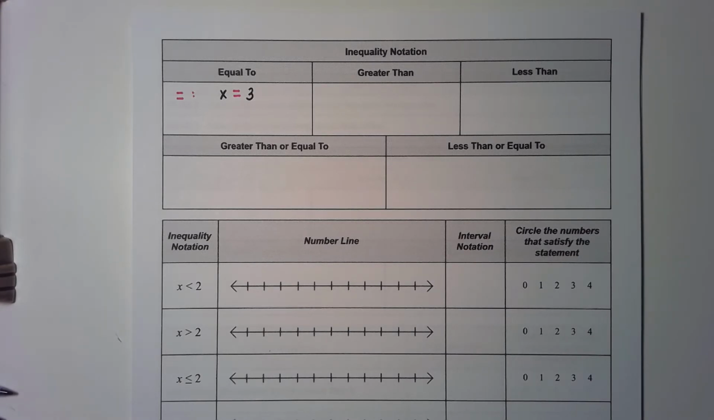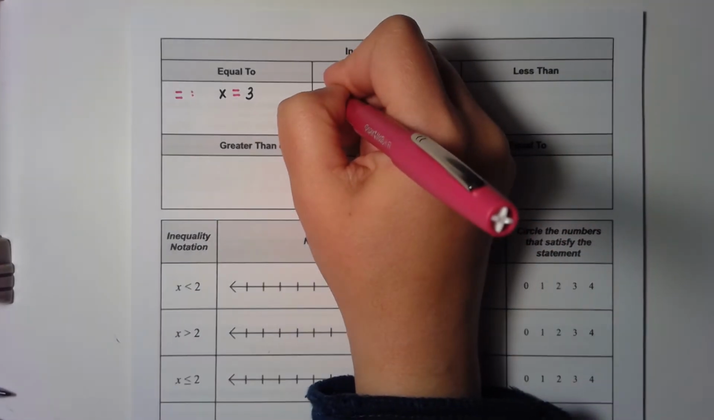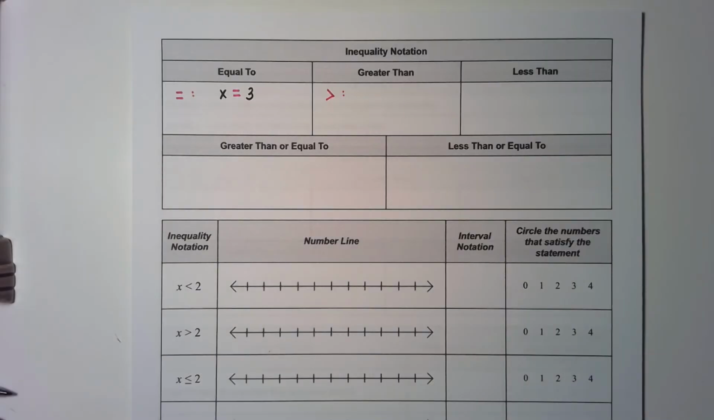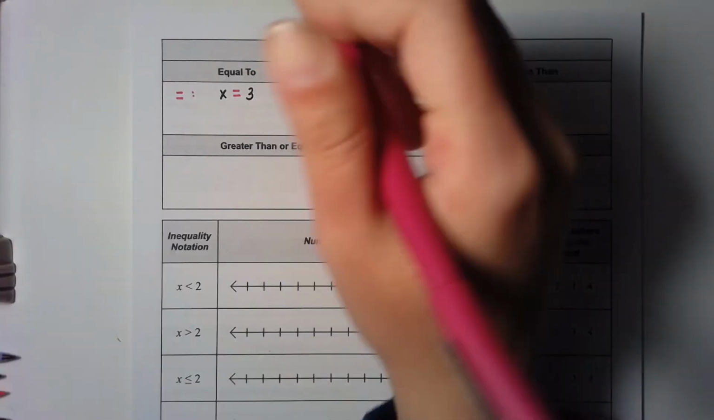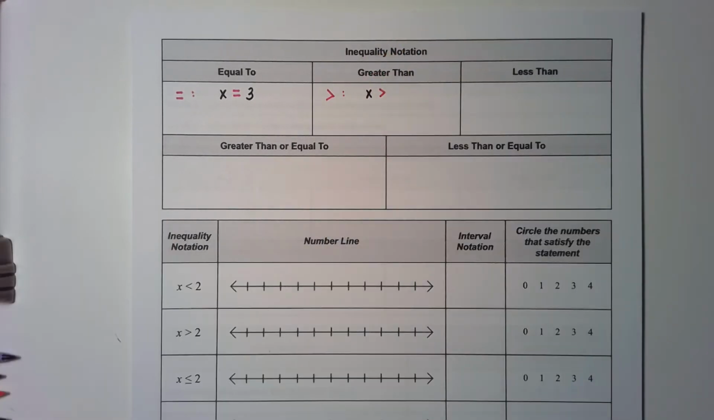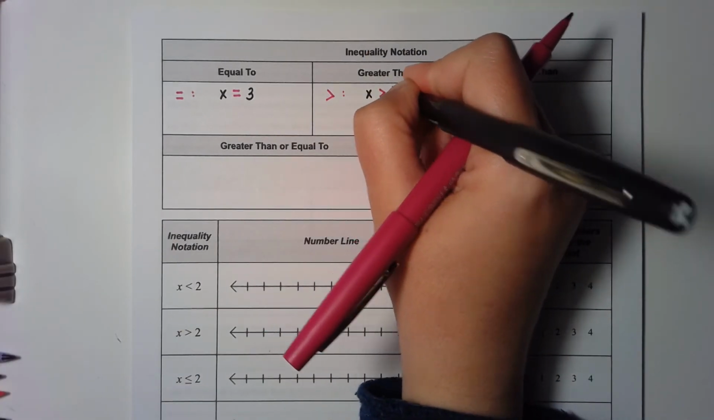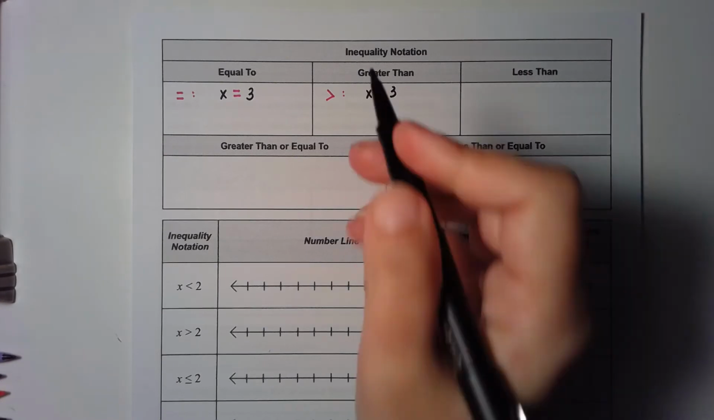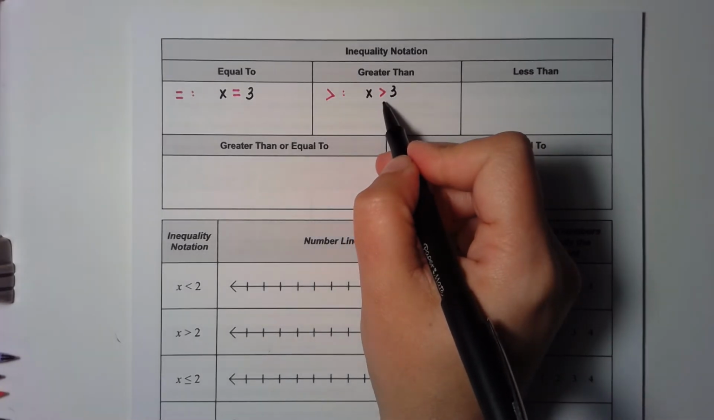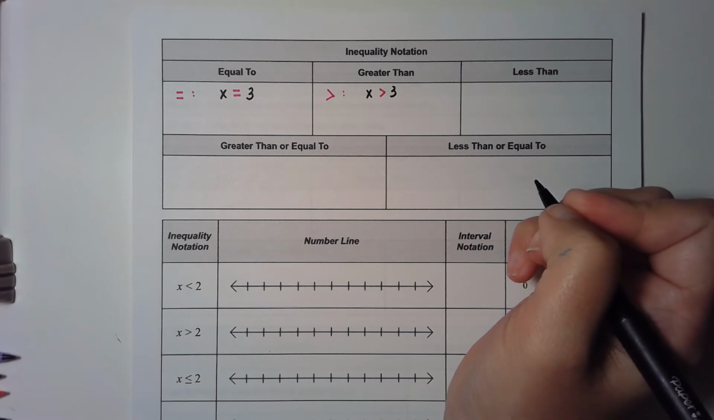There's also greater than, less than, greater than or equal to, and less than or equal to. So here's what those symbols look like. Greater than looks like this. And an example of how to use that in a mathematical statement would be to say x is greater than 3. What this means is that the numbers that you're looking for, x, are all bigger than the number 3.